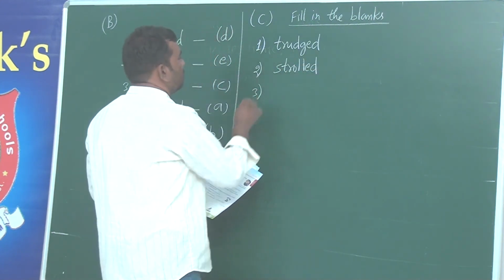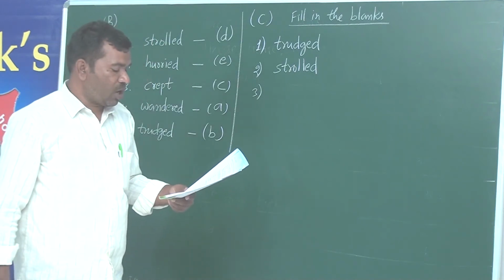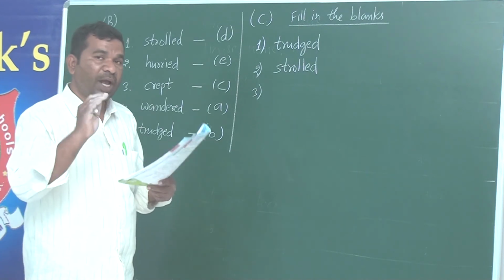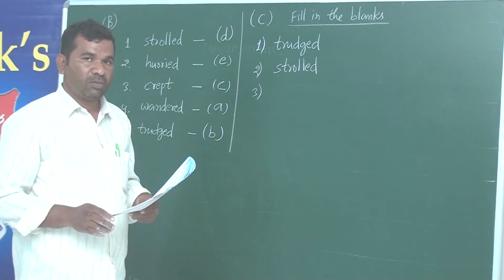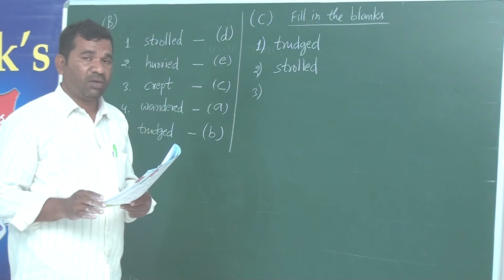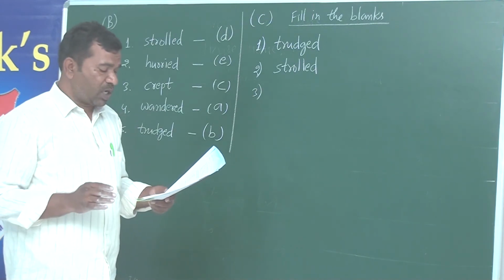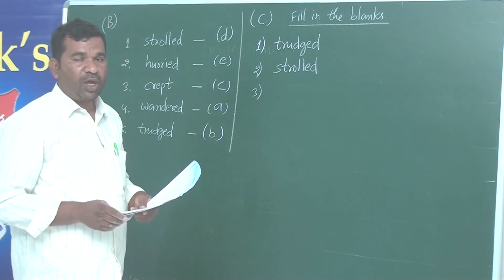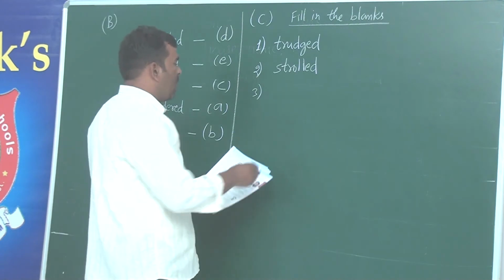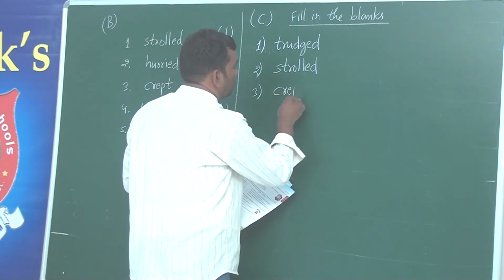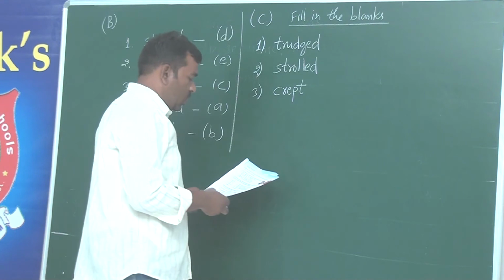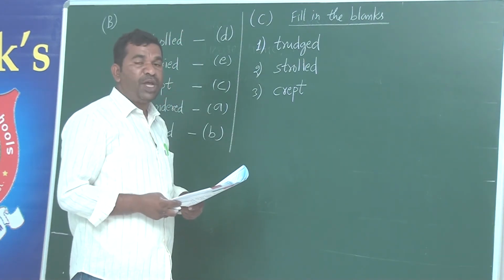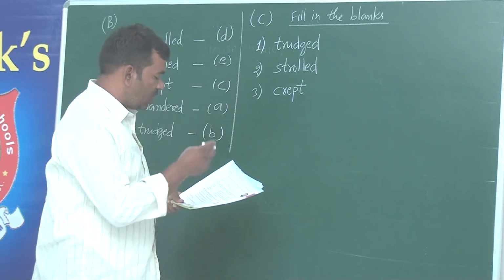And the third one, she turned off the light and crept out of the room. Why do we turn off the light? To keep our presence secret. Okay? Crept. Crept means avoid being noticed. So that is called crept.